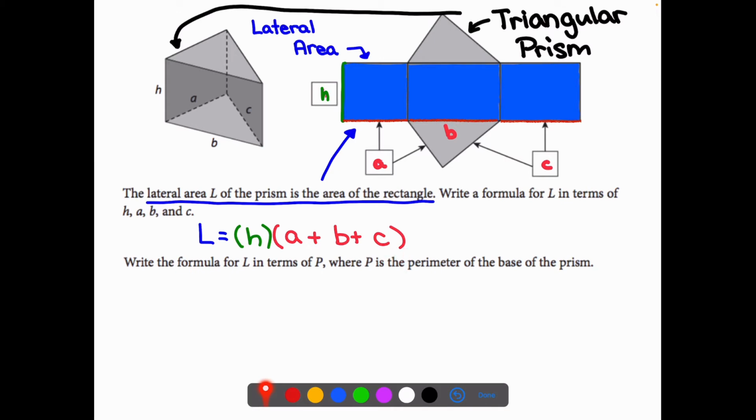Now, you may be able to also figure out the longer way of just figuring out the area of each of these rectangles and then adding them together. That'll take you much longer than using this formula.